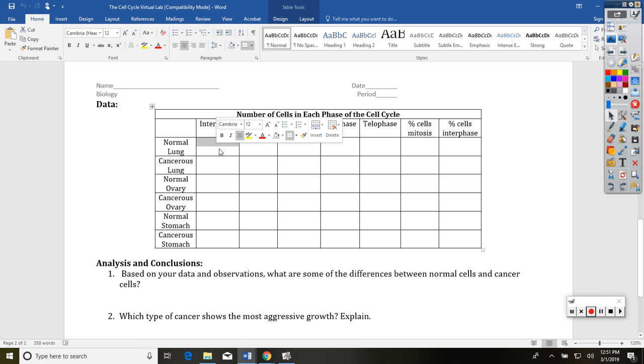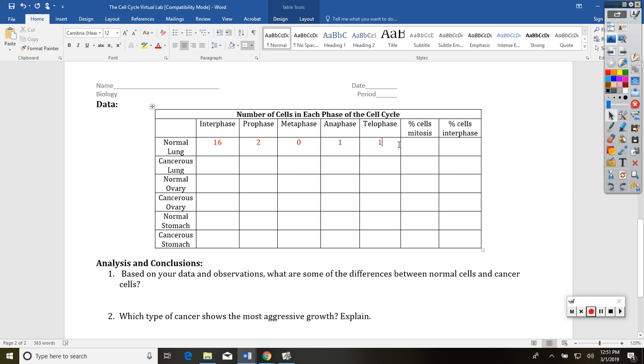So let's just say that we were counting for the normal lung, and we counted 16 cells in interphase of the normal lung. And let's say that we counted 2 cells in prophase. Let's say 0 cells were in metaphase. 1 was in anaphase. And 1 was in telophase. And those are not the correct numbers. I'm just using those numbers as an example.